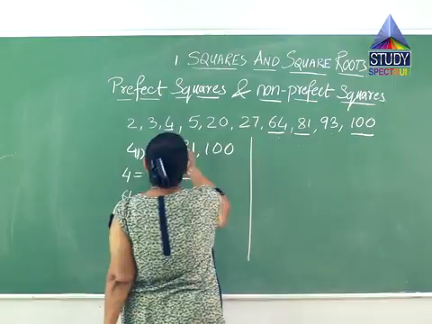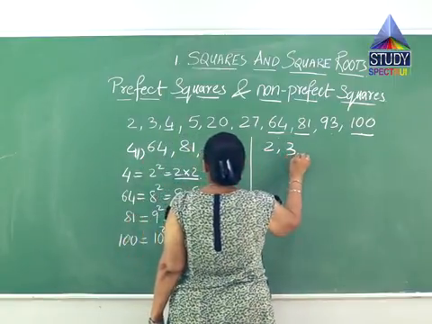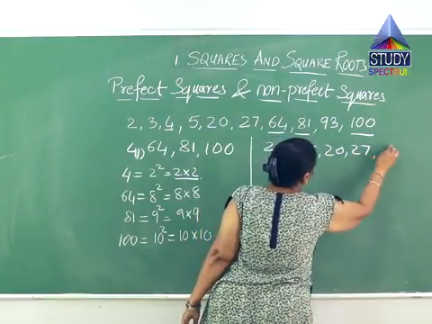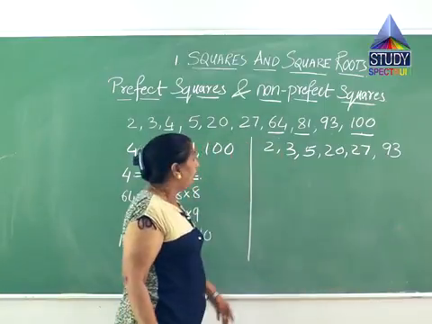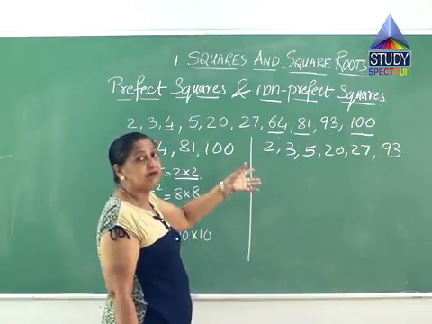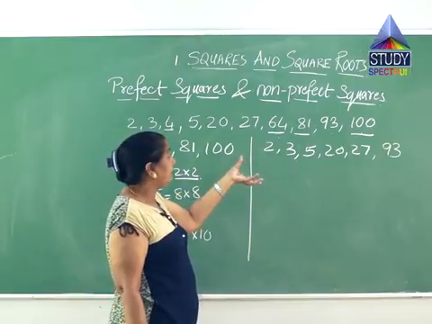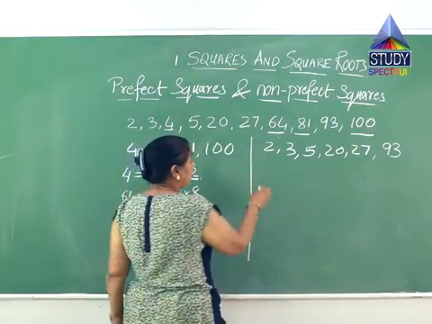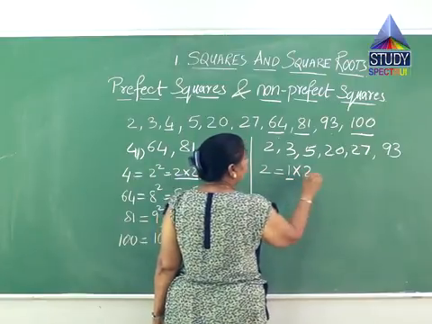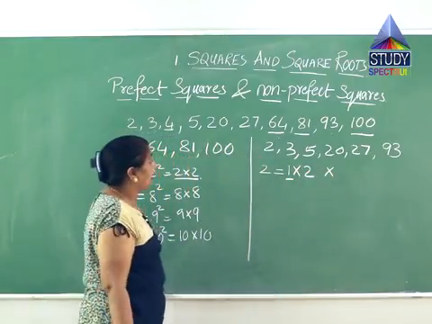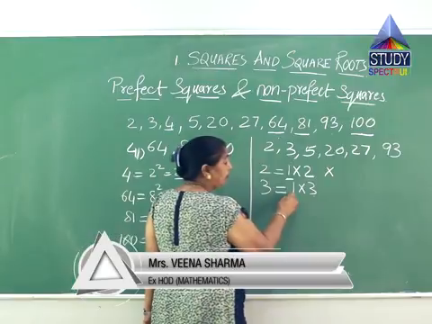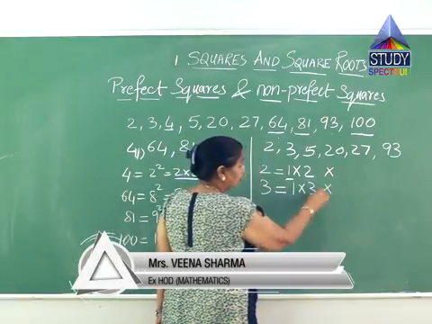But let me see the other group, that is 2, 3, 5, 20, 27 and 93. When considering these numbers, I know there are no two integers which I multiply, which are the same, and that will give me this answer. Suppose if I take 2, it is 1 into 2. So here it's not the same. So this is not a perfect square. Again 3 if I take, it is again 1 into 3. The multiples are not the same. So again this is also not a square.